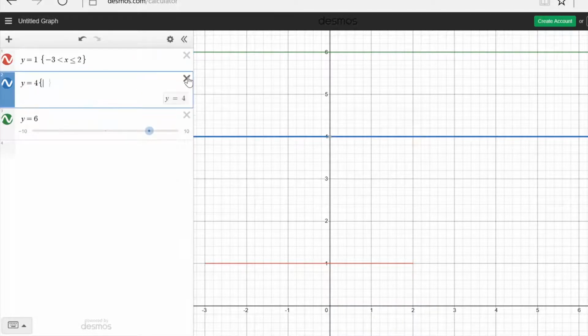Now, the next one, 2x has to be greater than 2. Whoops, that's not inside there.